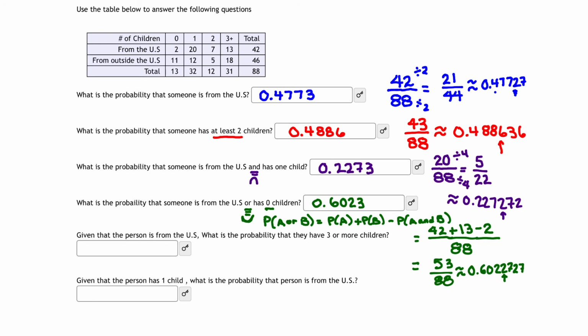Given that the person is from the U.S., what is the probability that they have 3 or more children? Right away, that word given is a clue, and that tells me we have conditional probability going on. We have a condition that we have to consider. And when you have a condition that you have to consider, that's going to affect our denominator when we're doing probability, because it narrows down the people that we're considering. Specifically, we're looking for the probability that an individual has 3 or more children, so 3 plus children, given that the person is from the U.S. And again, that given part is going to help us get a new denominator.